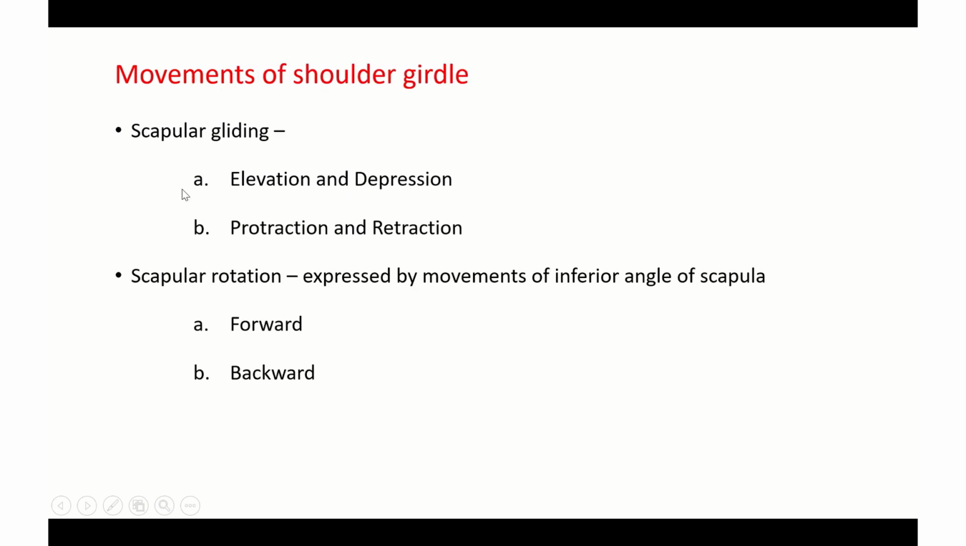So now let us come to the movements of the shoulder girdle. We did not consider the movements of the sternoclavicular joint and acromioclavicular joint separately. Now we are considering them together as the shoulder girdle. So mainly it is the scapula which is moving, whereas the clavicle is adjusting to that movement or permitting and facilitating that movement. The scapular movement is in the form of gliding as well as rotation. The gliding movements are elevation and depression, protraction and retraction. And the rotative movements are forward rotation and backward rotation. This is expressed by the movement of the inferior angle of the scapula, the swing of the inferior angle of the scapula.